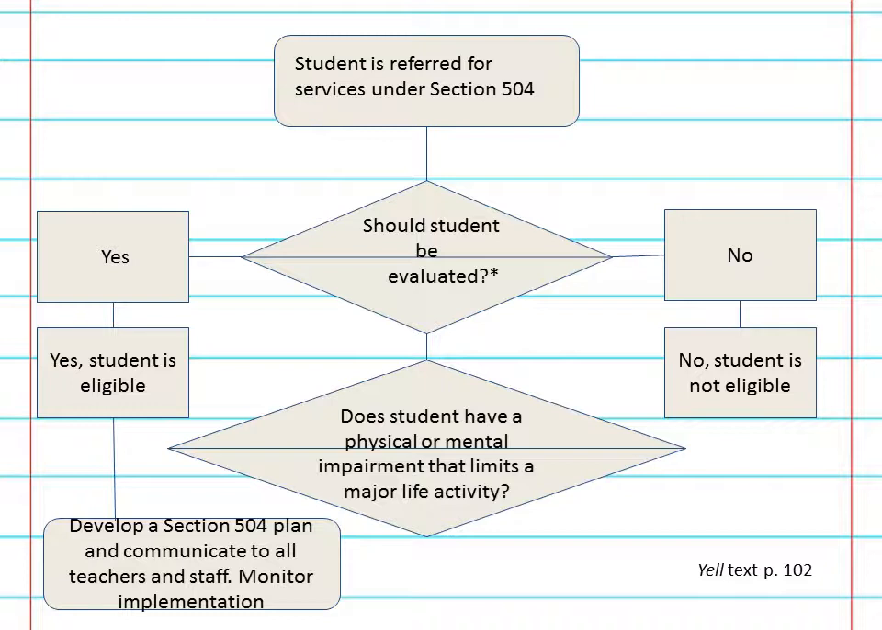Okay, so lastly, we're going to look at what that process looks like. From our text on page 102, I recreated this chart here, and we look at, a student is referred for services under Section 504. Then our next decision is, should the student be evaluated? If we say no, then the student is not eligible. If we say yes, you evaluate and find that the student is eligible if they have a physical or mental impairment that limits a major life activity in a substantial way. Then we develop that Section 504 plan and communicate that to teachers and staff, and then monitor the implementation of that.